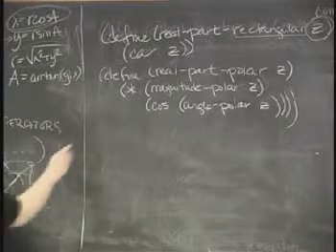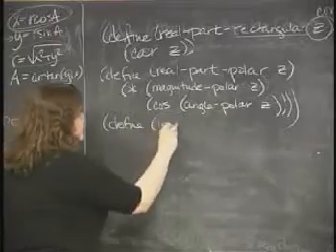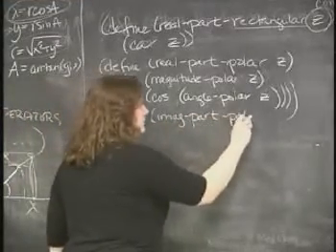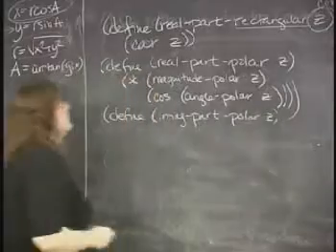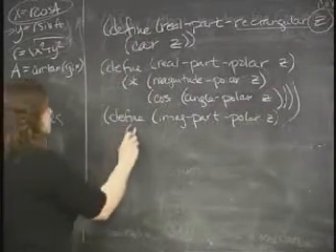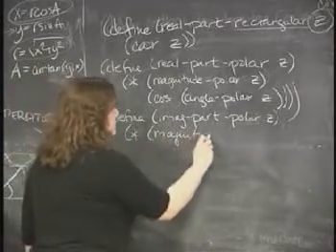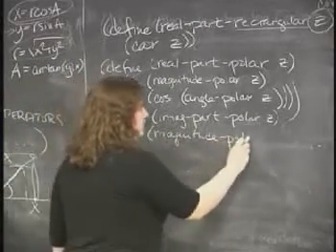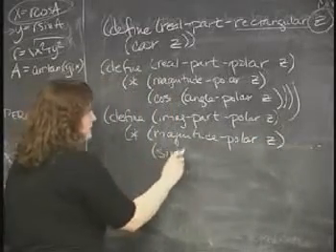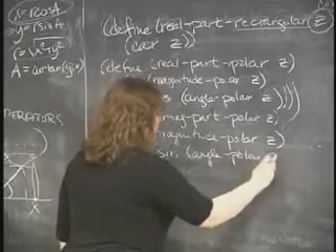What if we want to get the imaginary part of a polar number? Here, change cosine to be sine. So I'm going to multiply the magnitude of polar z times the sine of the angle of polar z.